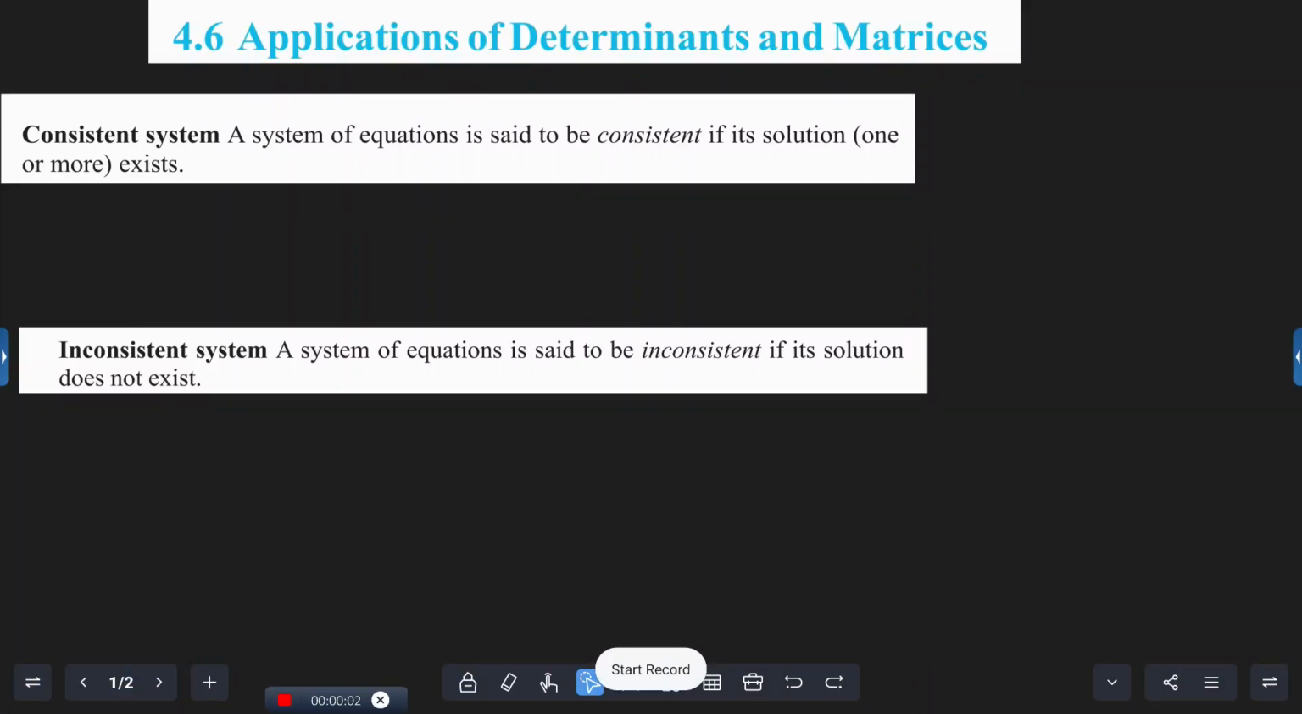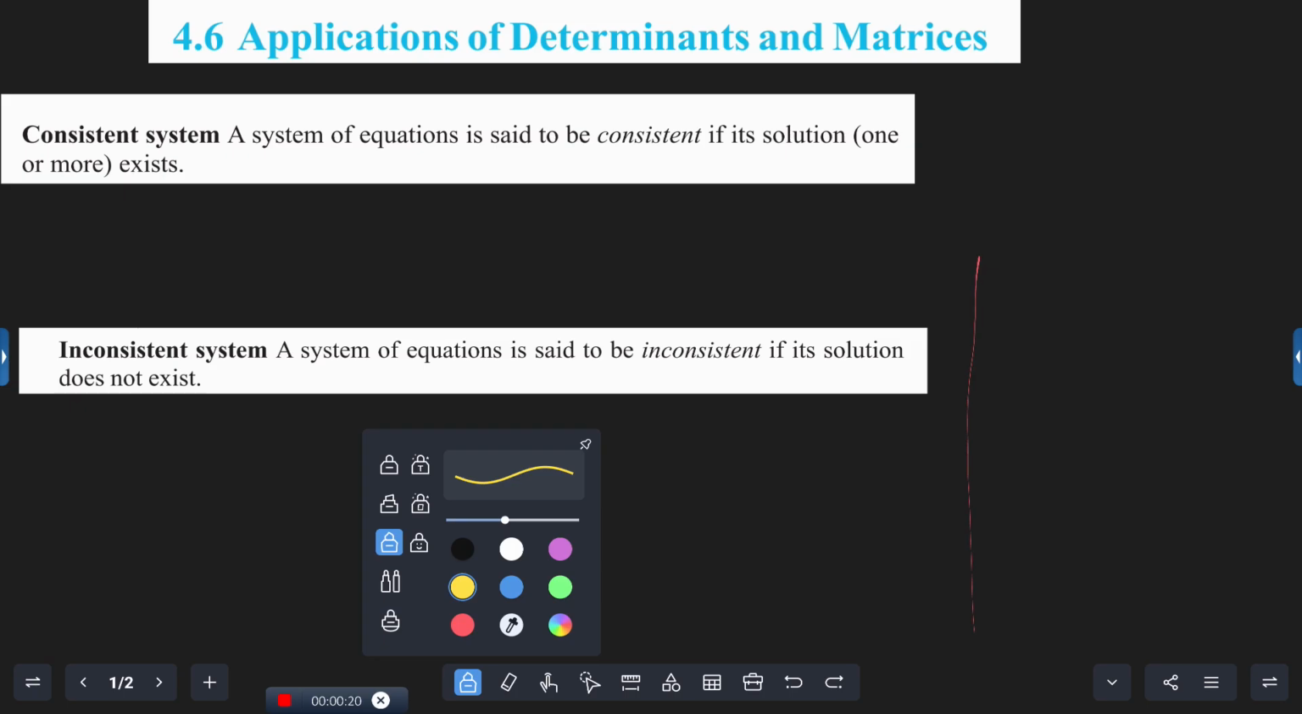Children, listen. Chapter number 4, application of determinants and matrices. Application of determinants is generally useful for finding the solutions for a system of linear equations. We have studied systems of linear equations even in 11th standard. A system of linear equations can have either three variables or two variables.